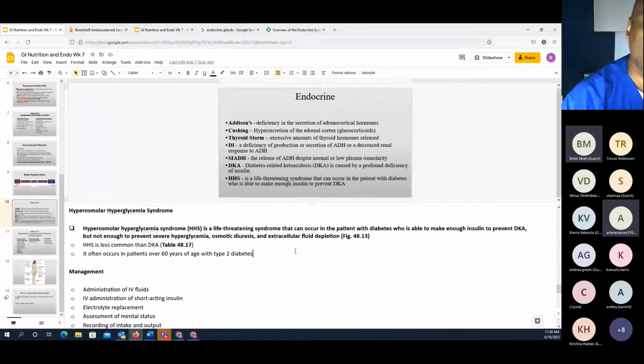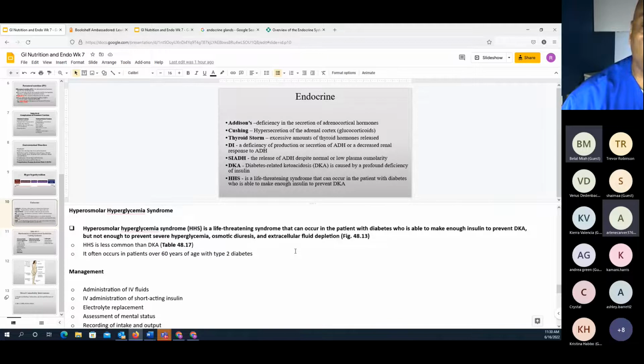Their heart is pumping really well, and they're perfusing their kidneys, and they're able to excrete a lot of the glucose, and so their blood glucose levels are going to be lower. However, with HHS, usually these patients are over 60 years of age, and if they've had diabetes for a while, their kidney is not working as well. They may be in some type of type 1, type 2 kidney disease.